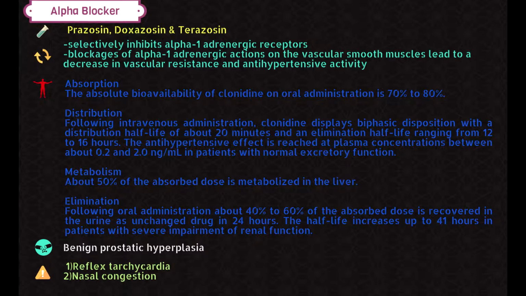excretory function. Metabolism. About 50% of the absorbed dose is metabolized in the liver. Elimination. Following oral administration, about 40 to 60% of the absorbed dose is recovered in the urine as unchanged drug in 24 hours. The half-life increased up to 41 hours in patients with severe impairment of renal function. The indication of alpha blocker agents is benign prostatic hyperplasia. The adverse effects are reflex tachycardia and nasal congestion.